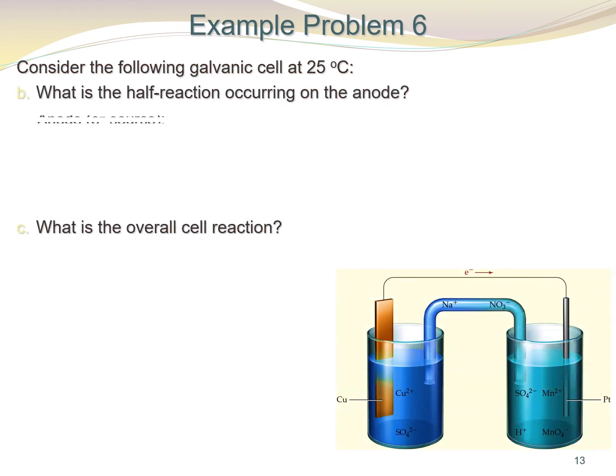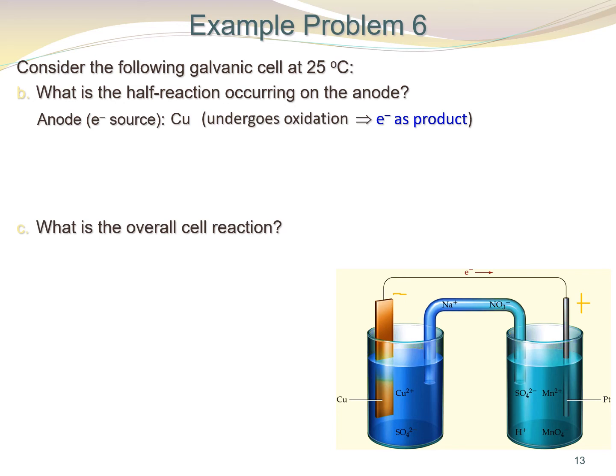Now let's look at the second question. What is the half reaction occurring on the anode? According to what we have discussed, according to the electron flow we have right here, we realize that the platinum is the cathode, that makes copper the anode. And the half reaction that's going on, the copper must be the oxidation reaction where electrons become the product.